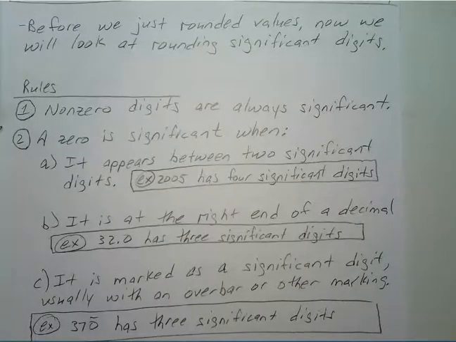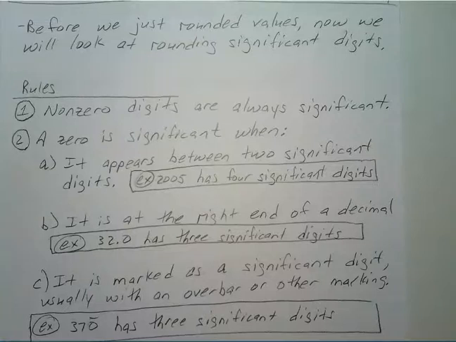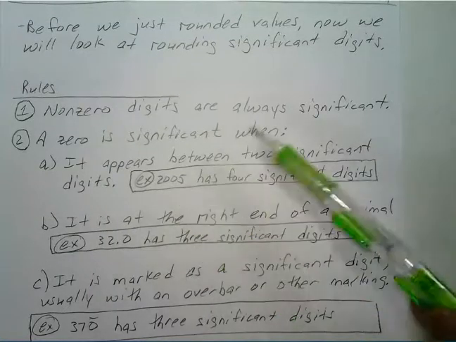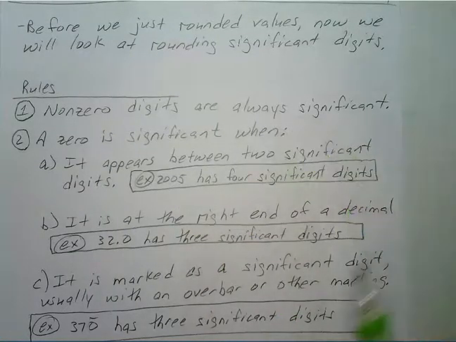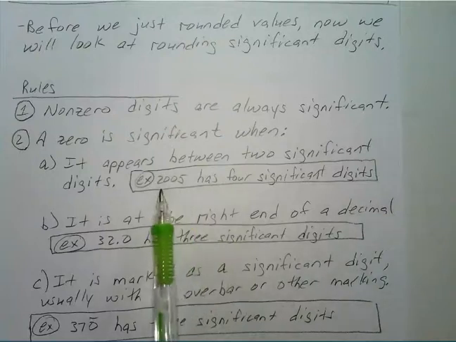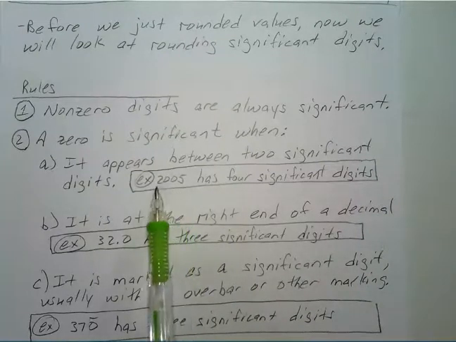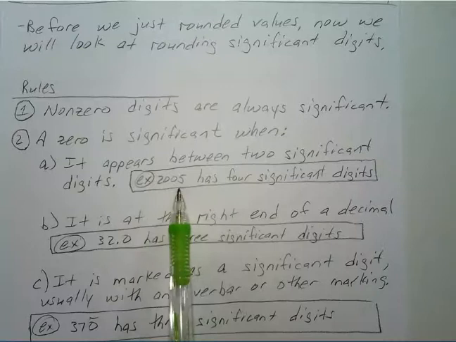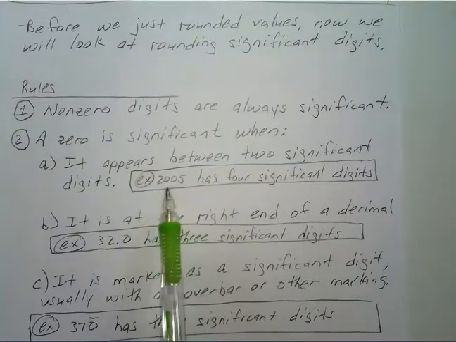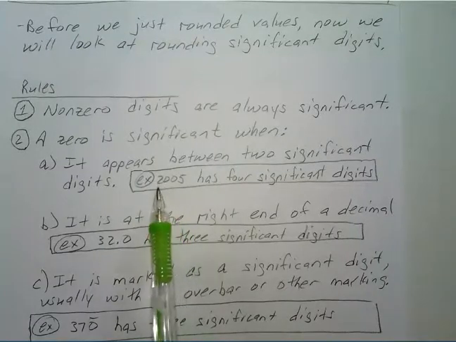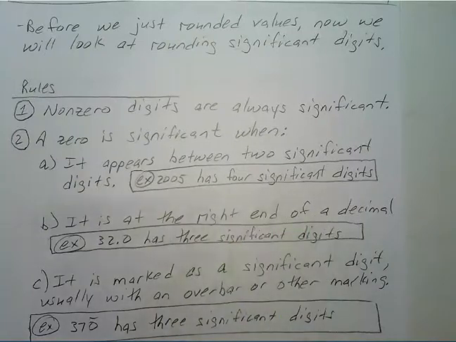Okay, now a zero is significant when it appears between two significant digits. So you remember, non-zero digits are always significant. So for example, if you have 2005, the 2 and the 5 are significant. So if the zeros appear between them, they're significant also. So 2005 has 4 significant digits.